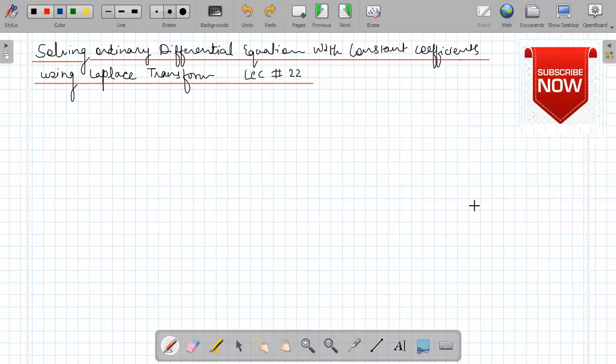Welcome everyone, lecture number 22. Today in this lecture we will discuss application of Laplace transform in solving ordinary differential equation with constant coefficient.